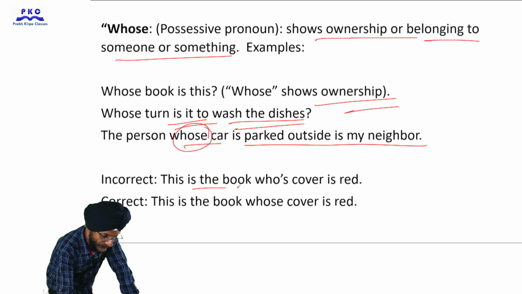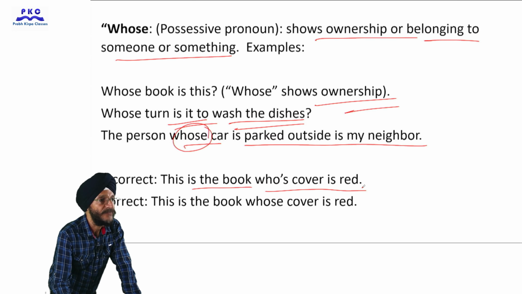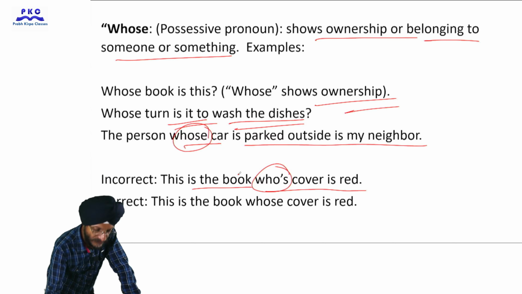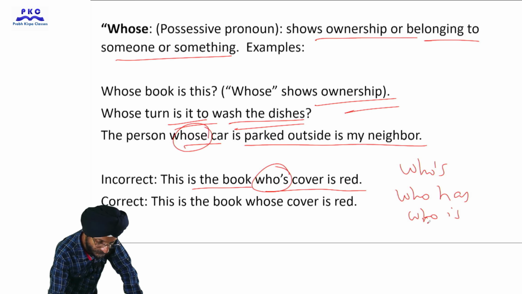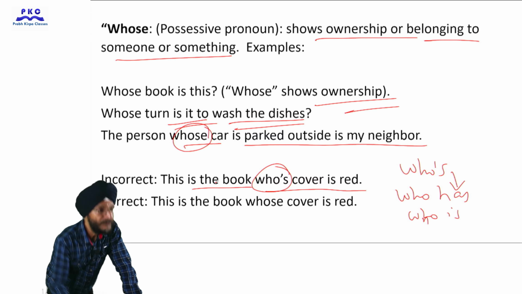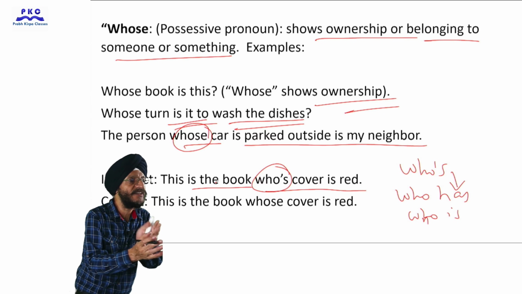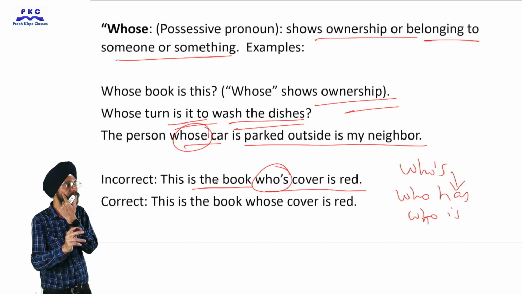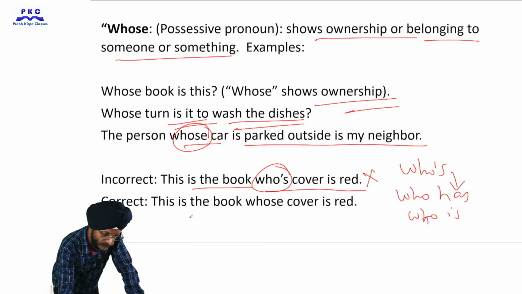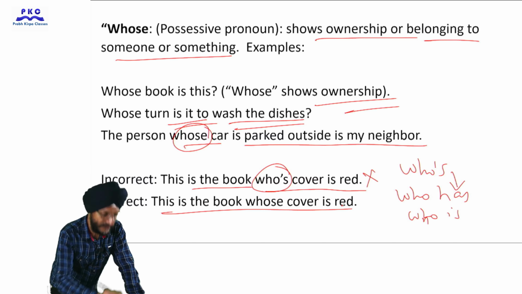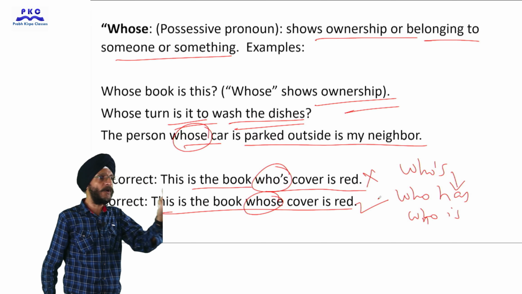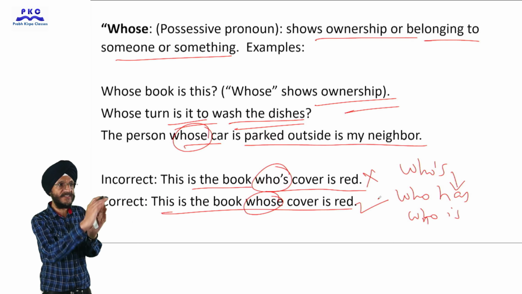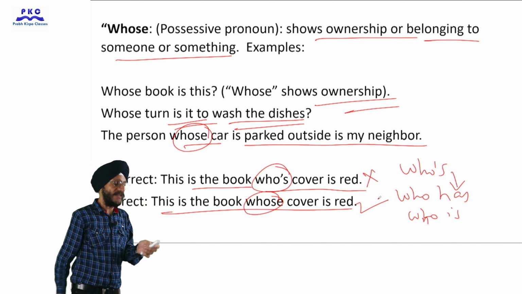This is the book whose cover is red. Here an apostrophe has not been used. Who's with an apostrophe means who has or who is. So this is the book. If we say "who's cover is red" or "who has cover is red", it is wrong. This is the book whose cover is red. This is the proper word. Whose shows the ownership or belonging to someone, that is, the cover is red.